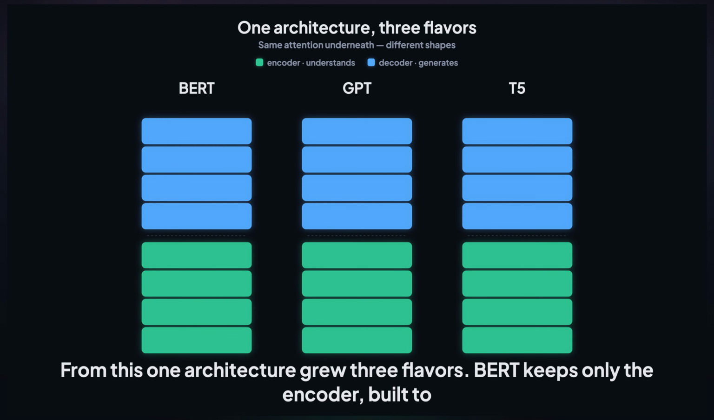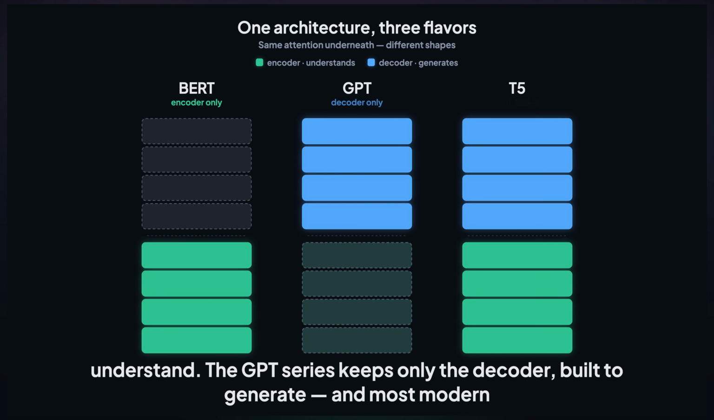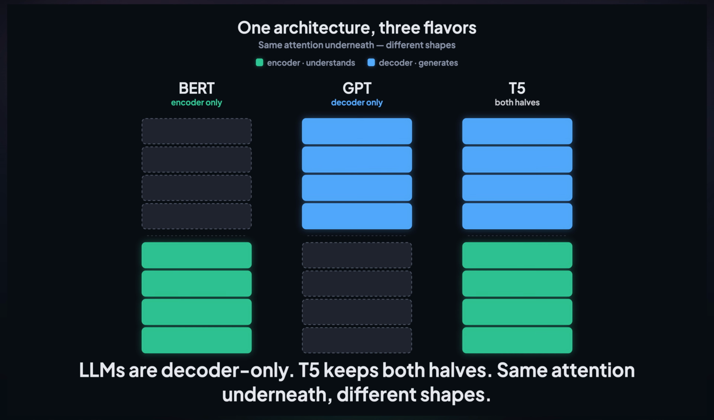BERT keeps only the encoder, built to understand. The GPT series keeps only the decoder, built to generate, and most modern LLMs are decoder only. T5 keeps both halves. Same attention underneath, different shapes.